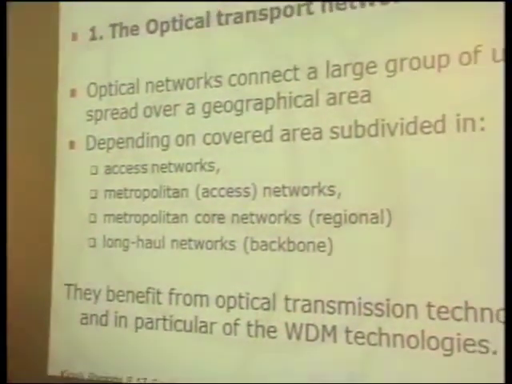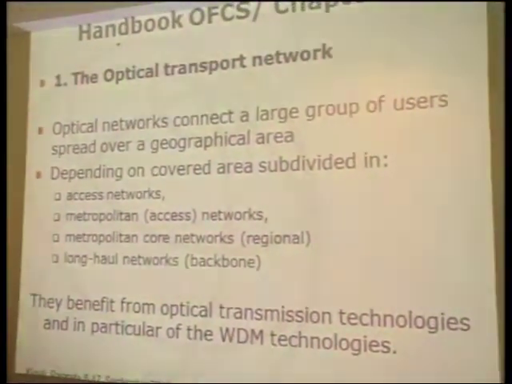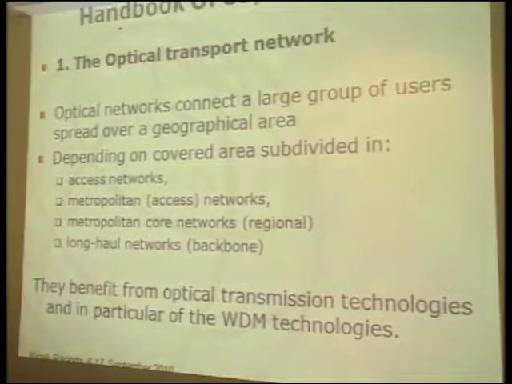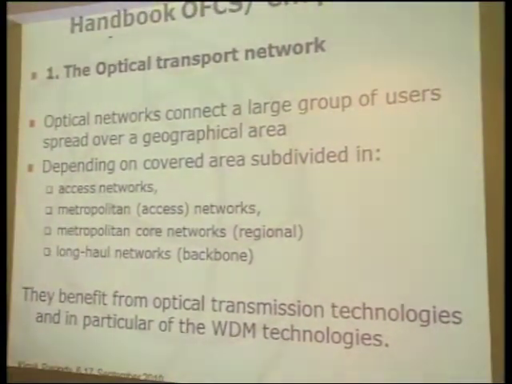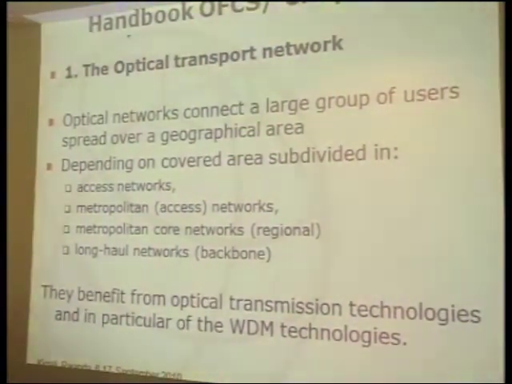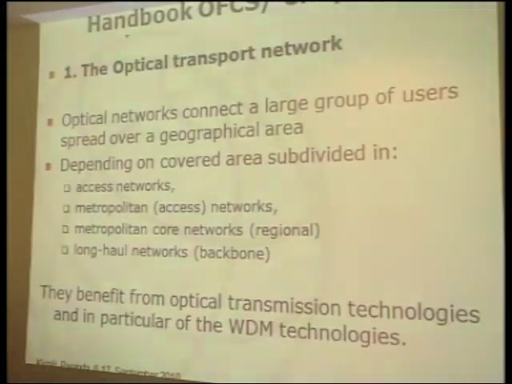An optical transport network is a network connecting a large group of users which are spread over a large geographical area, which can coincide with a nation, with a country. So the optical transport network can eventually cover the whole country. Depending on the covered area, the optical transport network has been subdivided into 4 different sub-areas.